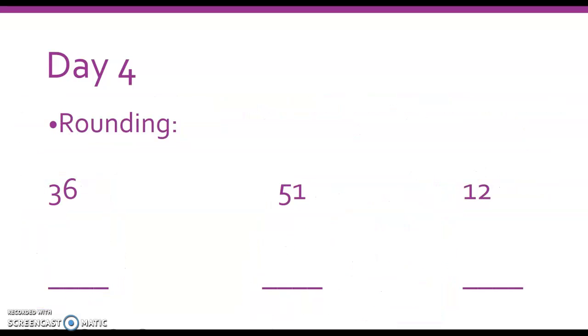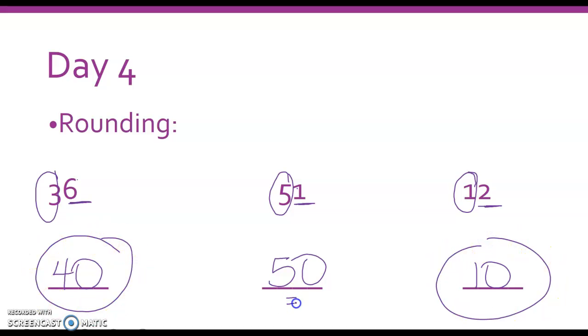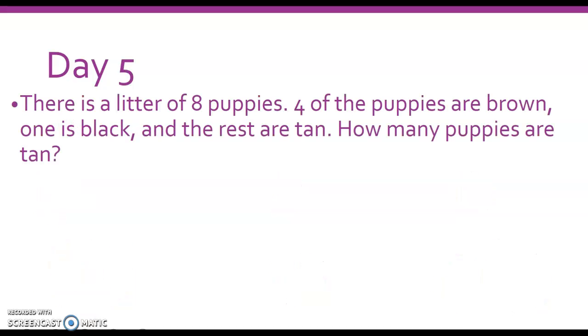Alright, I'm going to keep going with rounding to the tens place. I'm going to circle my tens, underline my ones place. Now this number is 5 or more, so we're going to round up. So that's going to be 40. Over here, tens place again, next door. And this number is 4 or less, so we're going to round down to give us 50. And over here, we have 10. And then 2 in the ones place, and 2 is 4 or less, so we're going to round down. Ooh, I see. This number plus this number equals this number. Ooh, I like it when I do that.